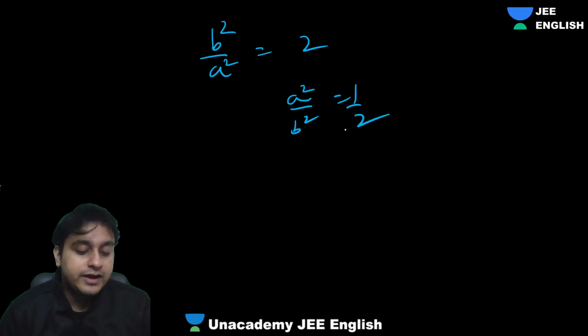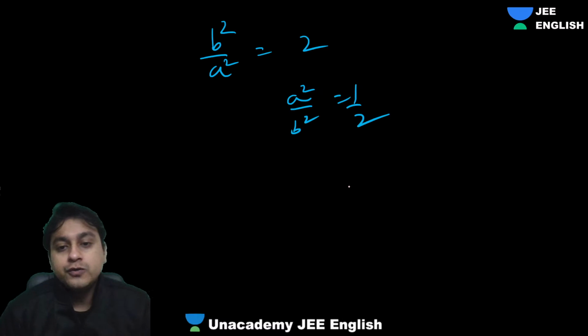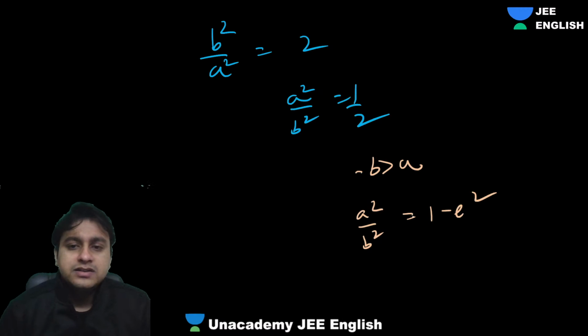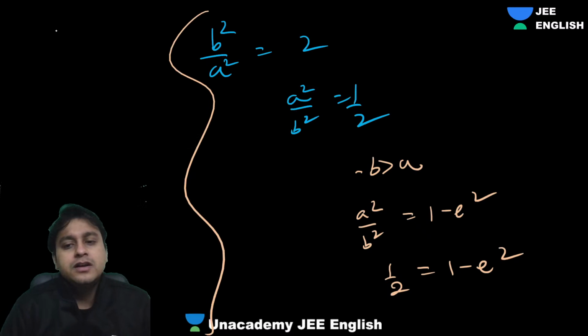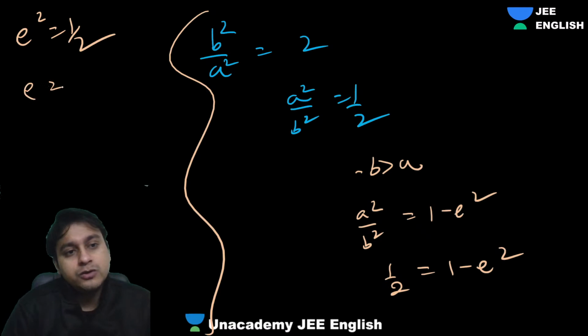So guys, a square by b square. A square by b square is how much? Tell me. Half. So we all know that, guys, in the b greater than a case, a square by b square will be nothing but 1 minus e square. So half equals 1 minus e square. Then e square equals half. So e will be equal to 1 by root 2.